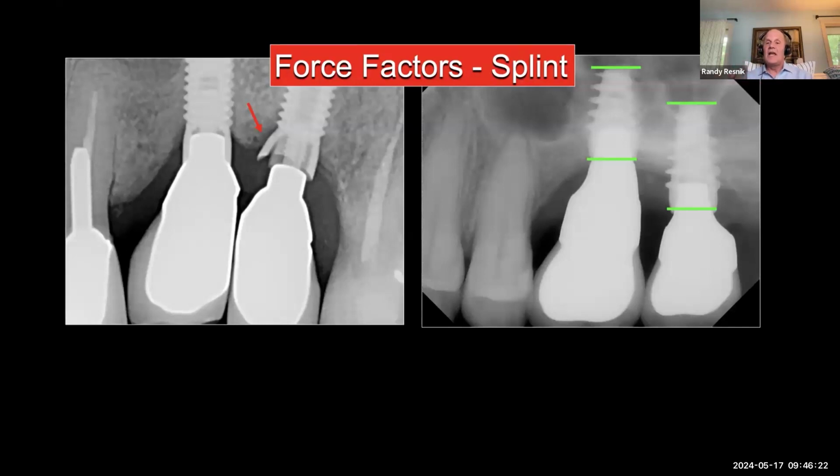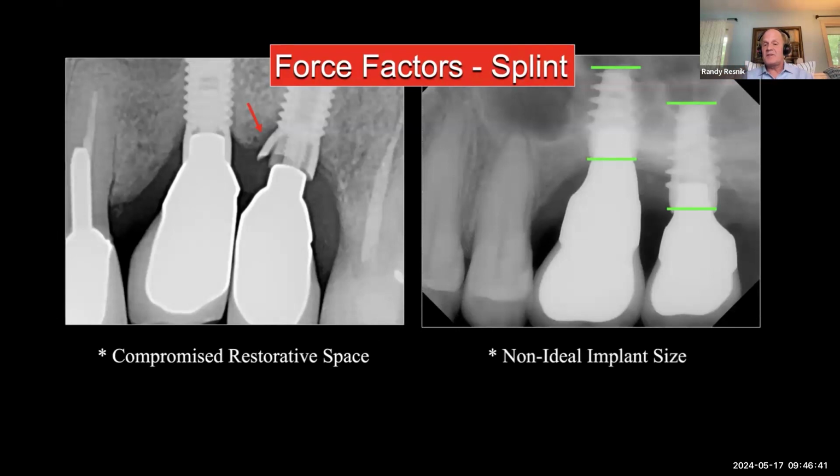The one on the right, now we have a very uncomfortable restorative space, really bad crown-implant ratio, and we have very short implants. To help with this, because now that becomes a vertical cantilever, we're going to want to splint. So in summary: compromised restorative space, non-ideal implant size or dimensions, patient has parafunction, or if we have poor bone density, such as we have here in the posterior maxilla, where you don't have that cortical bone to really withstand the stresses of those occlusal forces.